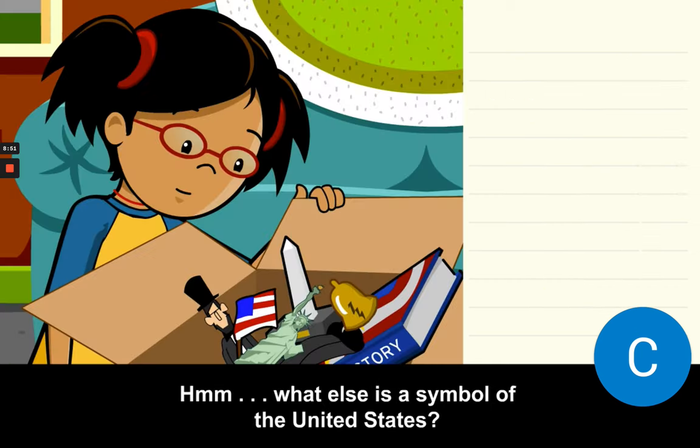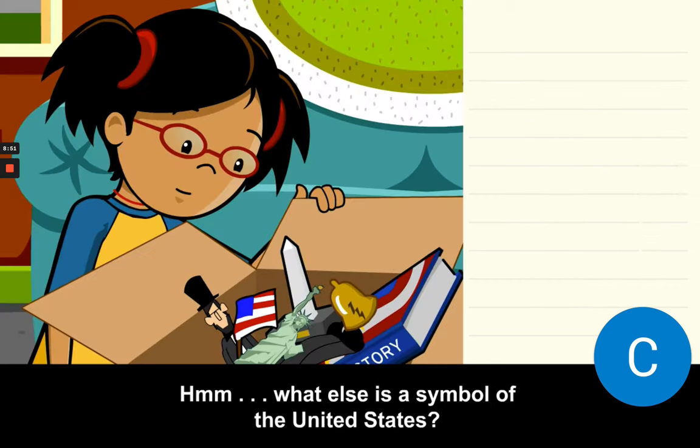Country is an area of land that is ruled by the same leader. Patriotic means believing in your country. A seal is a stamp that stands for something. A symbol is something that stands for something else. Symbols can stand for feelings, places, or objects.